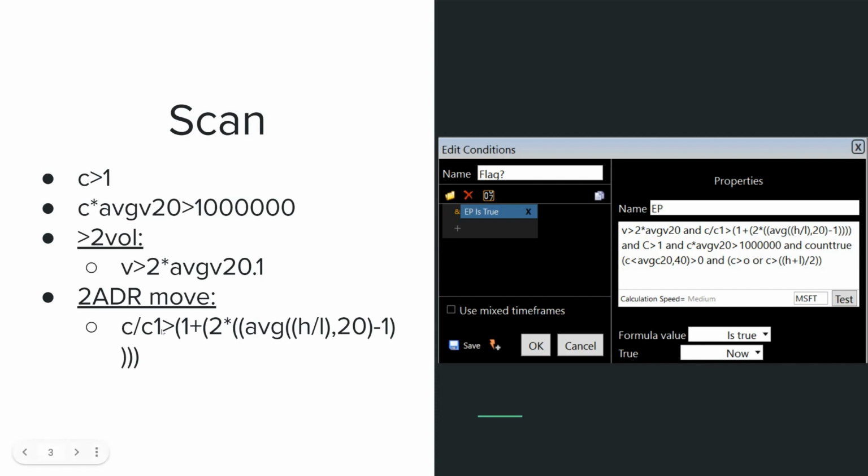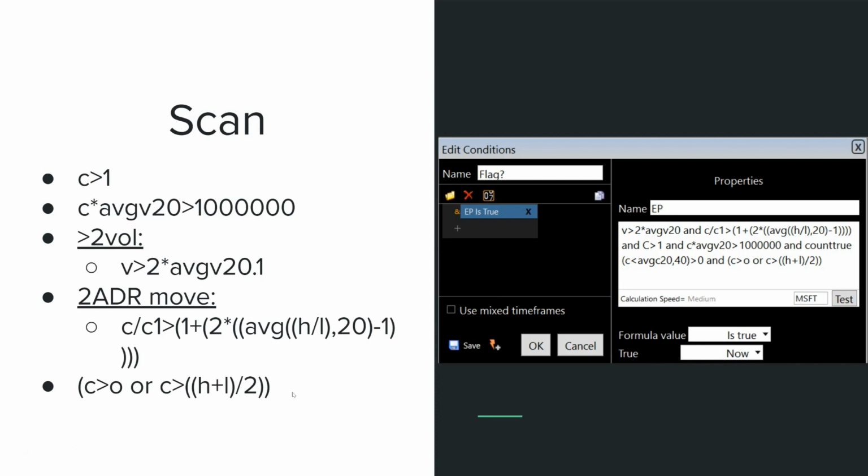So the scan and the formula for this is C by C1, which is showing me the percentage change today, is greater than 2 times the average ADR. That's the formula for ADR. And these are just simple mathematical operators. If you work out the formula, then you'll figure out why these are needed. And if math is not your strong suit, then trust me on it.